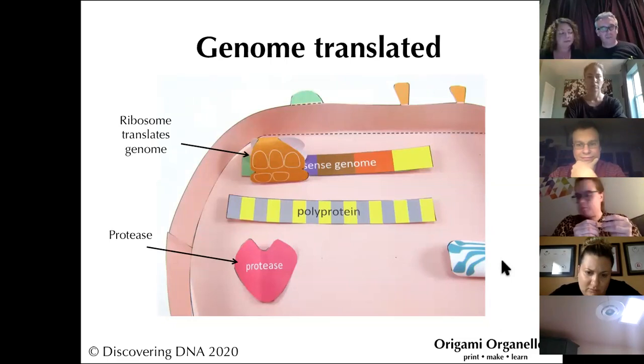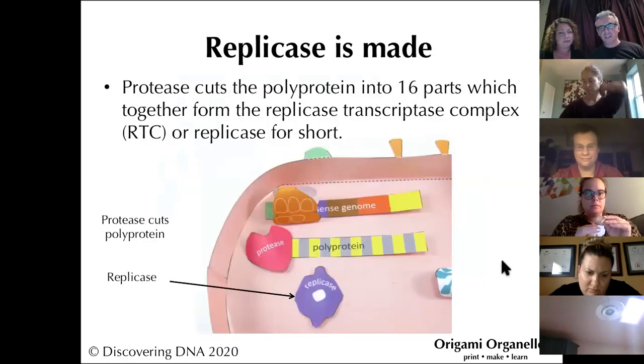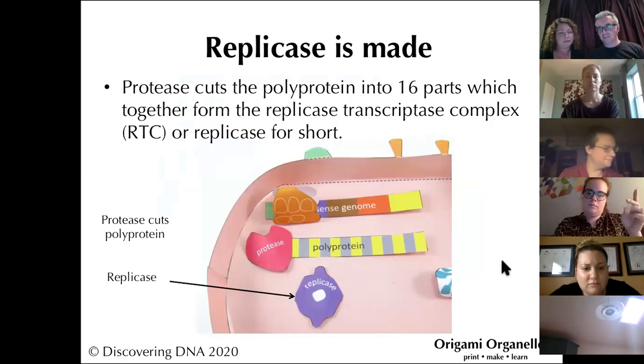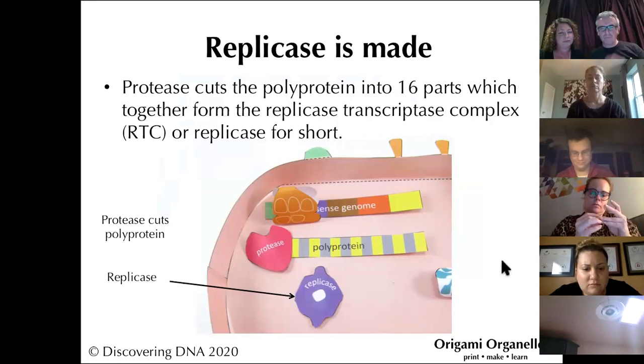And it's cut up by the protease. This then forms something called replicase. Replicase is an enzyme complex that the virus then uses for everything else in its life cycle. Okay, so the replicase is a key drug target because it's unique to the virus and not something that would normally exist in our cells.